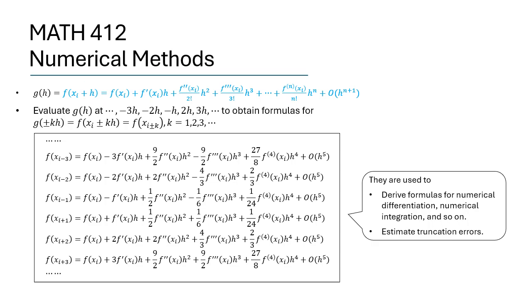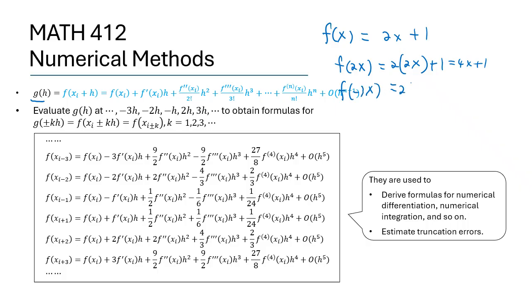So therefore, we define this. It defines a function of h, right? So you let g of h be that. Given that f of x is 2x plus 1, how about f of 2x? You replace x with 2x, so it's 4x plus 1. How about f of negative 3x? x is negative 3x, so it's negative 6x plus 1. And so on. We play such a game. That's just a simple algebraic, symbolic game.